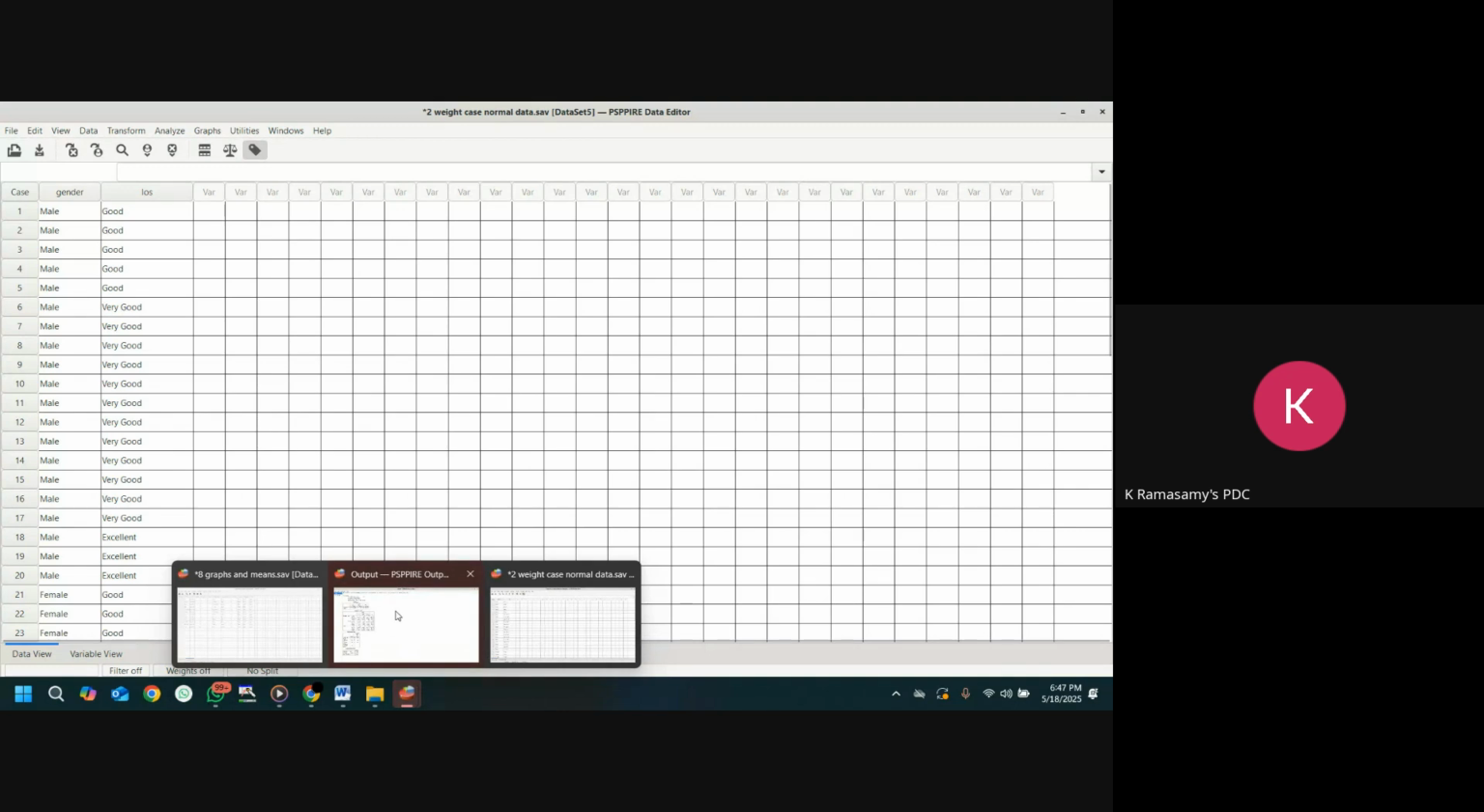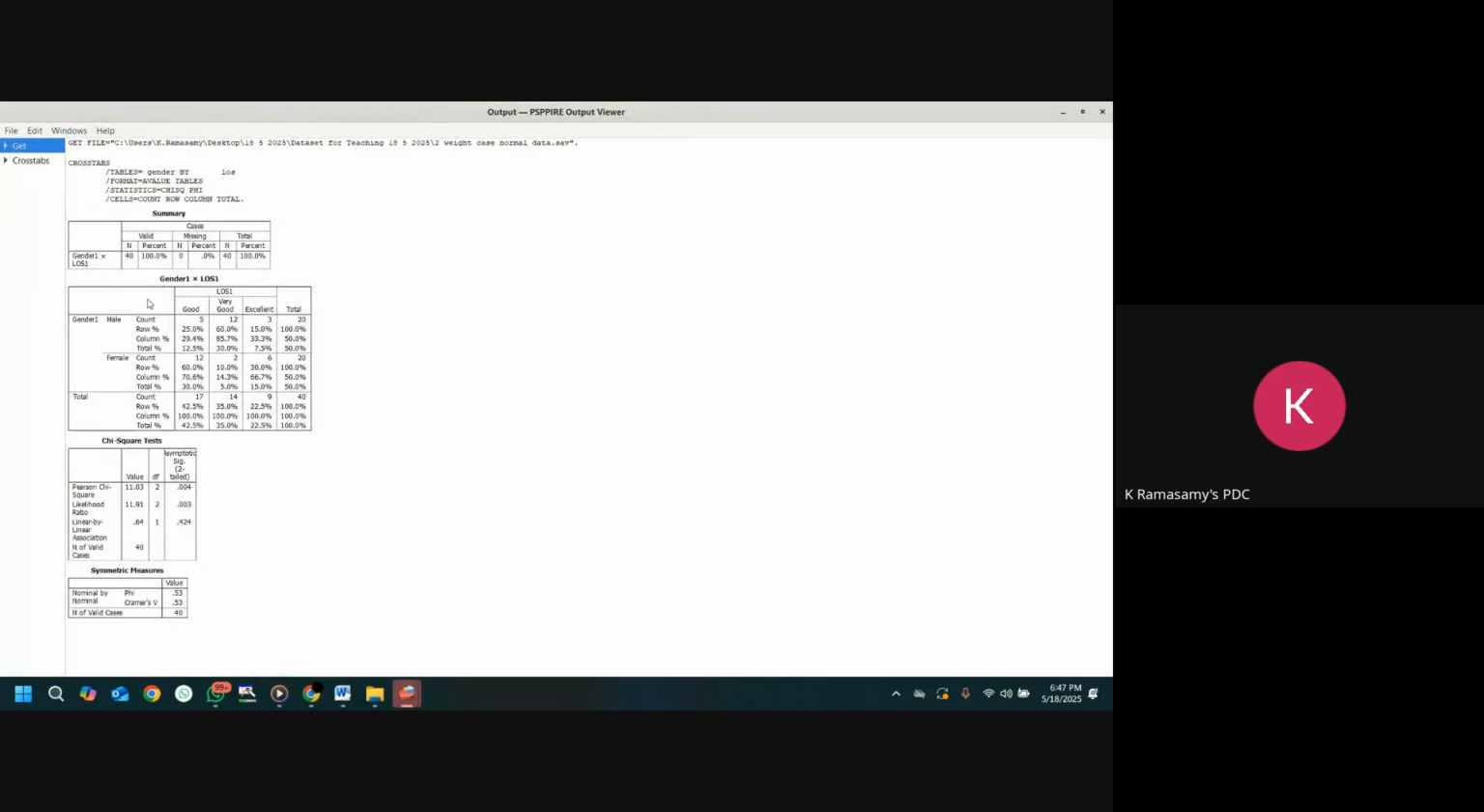Here is the result. Now, a very simple result has come. It says that totally there are 40 respondents and this is a cross tabulation. What is a cross tabulation? Male members: 5 say good, 12 say very good, 3 say excellent. Female: 12 people say good, 2 say very good, 6 say excellent. It's a cross tabulation. And this is the chi-square test result. You can see Pearson's chi-square. What is the value? 11.03. What is the degree of freedom? 2.